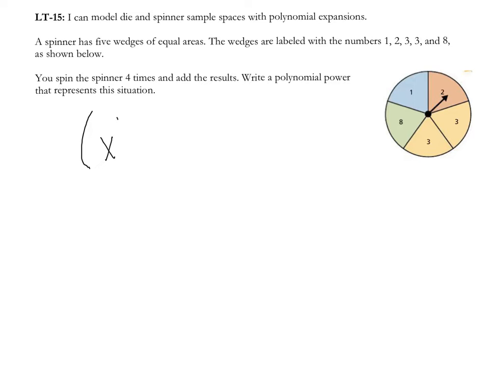So we're going to have x to the first plus x squared plus x cubed plus x cubed plus x to the 8th. So the exponents on the x's within the actual polynomial represent the different possible outcomes that you can get.